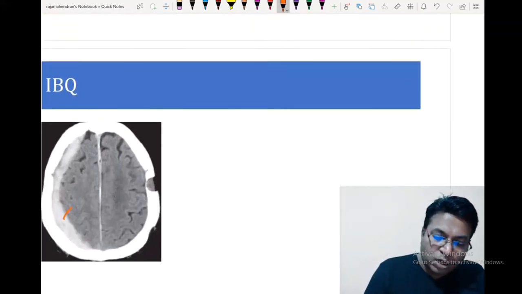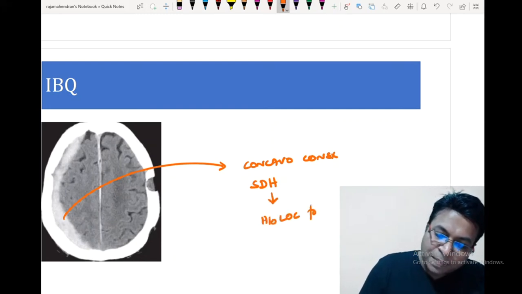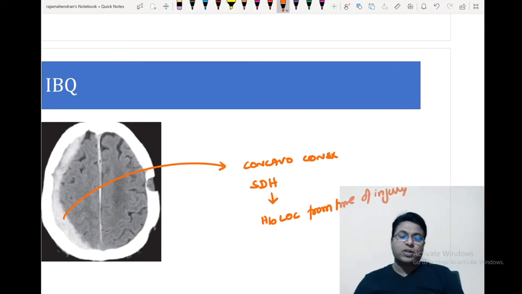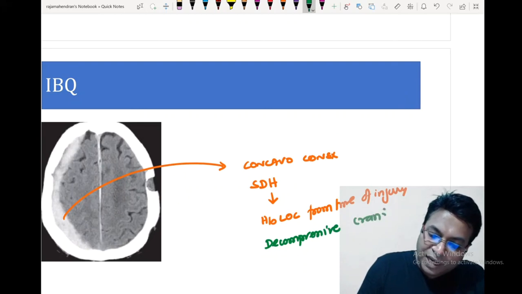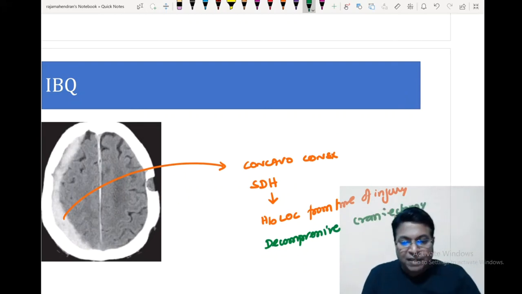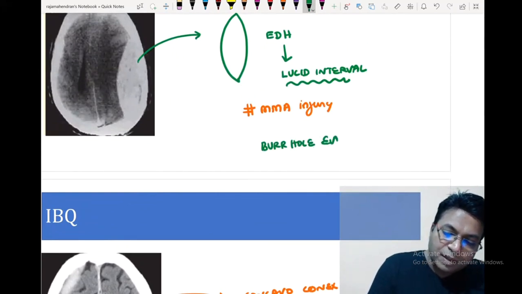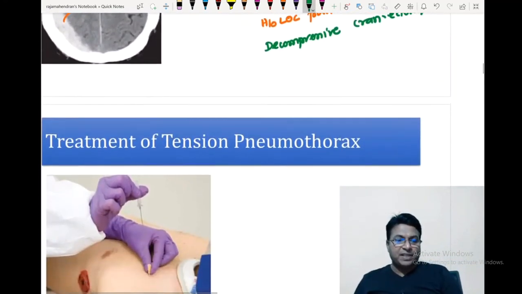This is a concavo-convex hematoma. This is subdural hemorrhage. The patient will have history of loss of consciousness from the time of injury. These patients will need a decompressive craniectomy. The previous patient will just need a burr hole evacuation. So burr hole evacuation is needed for EDH, and SDH will need a decompressive craniectomy.